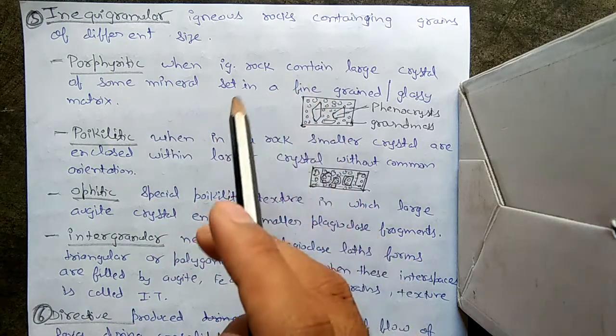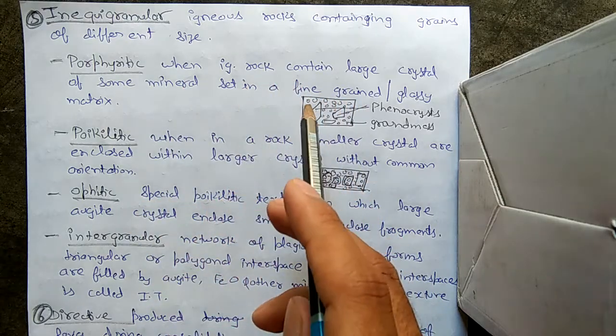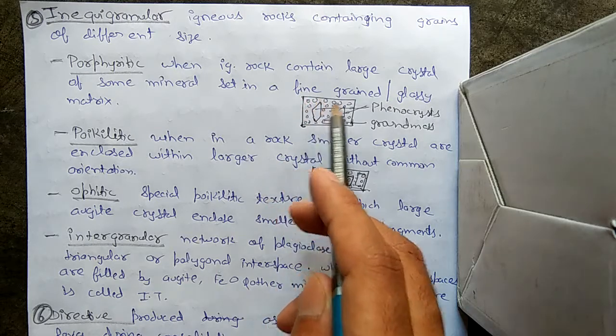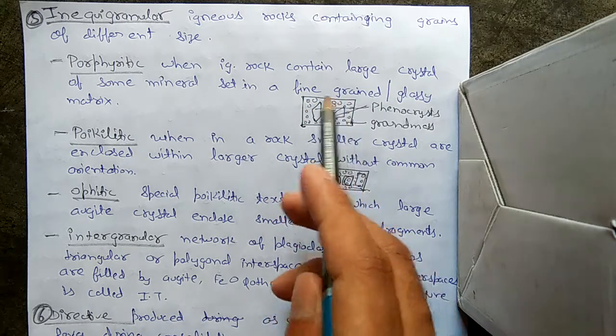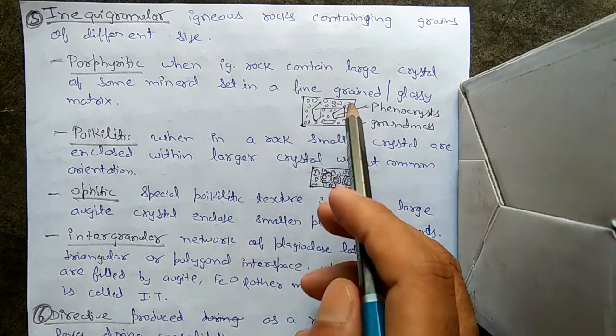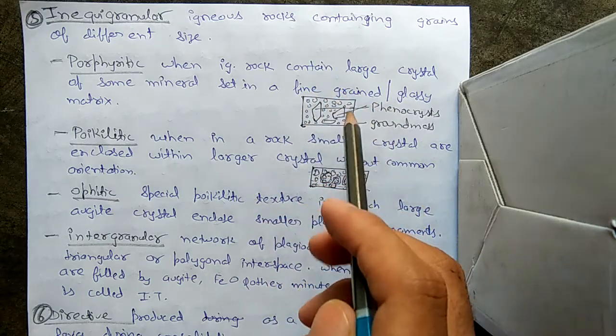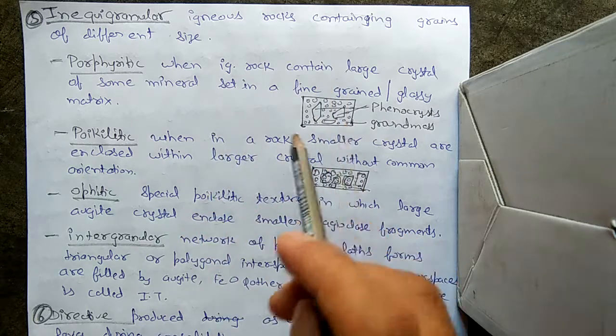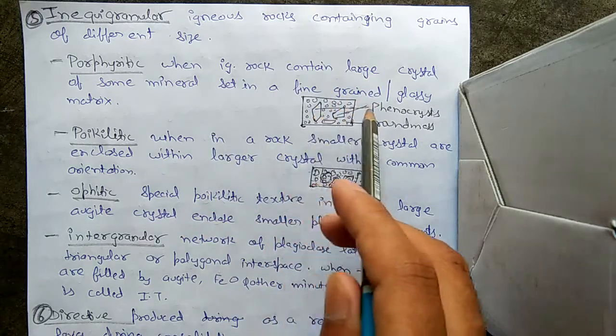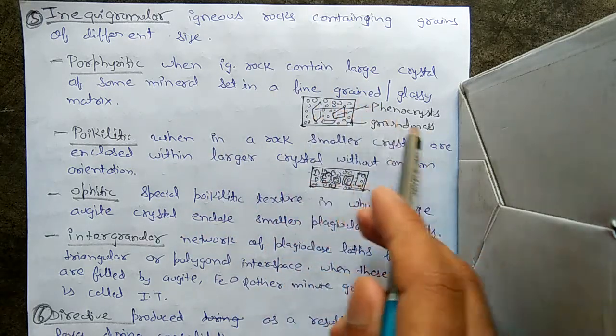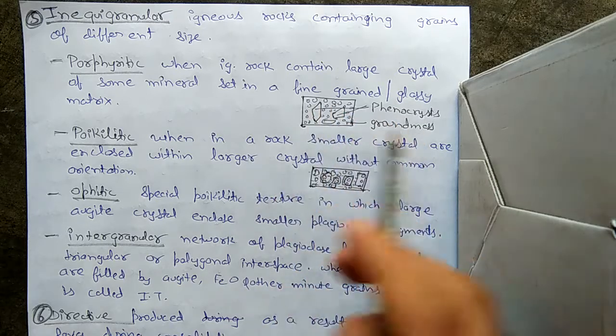Suppose this is an igneous rock and this is containing large crystals, and these are set or embedded in a matrix, and that matrix can be fine grains or glassy material, so the texture is called porphyritic texture. And these large crystals are called phenocrysts, and the matrix is called groundmass.